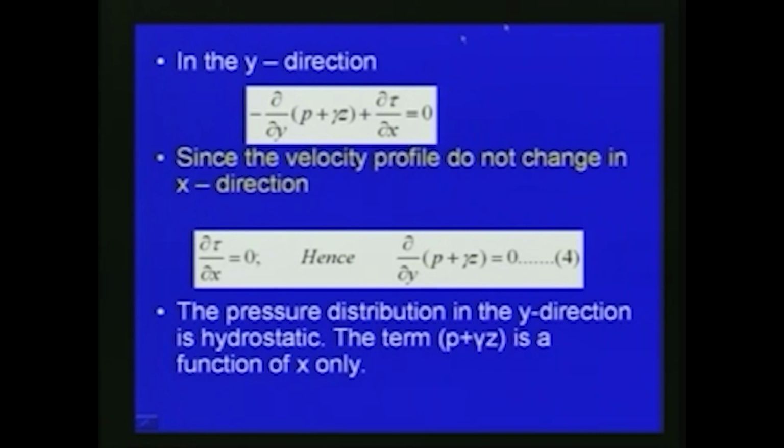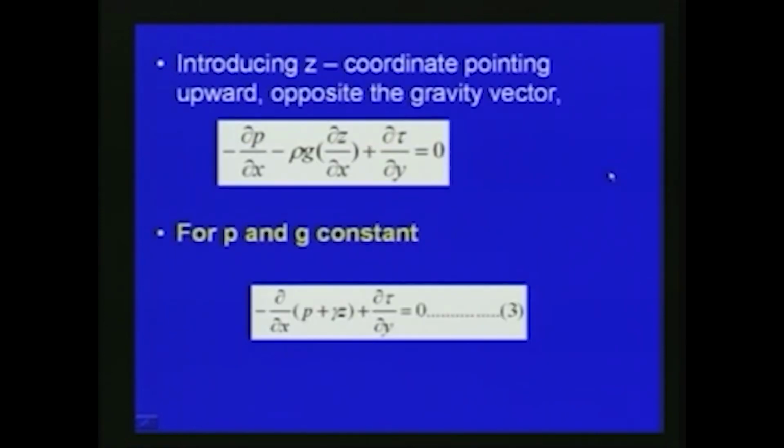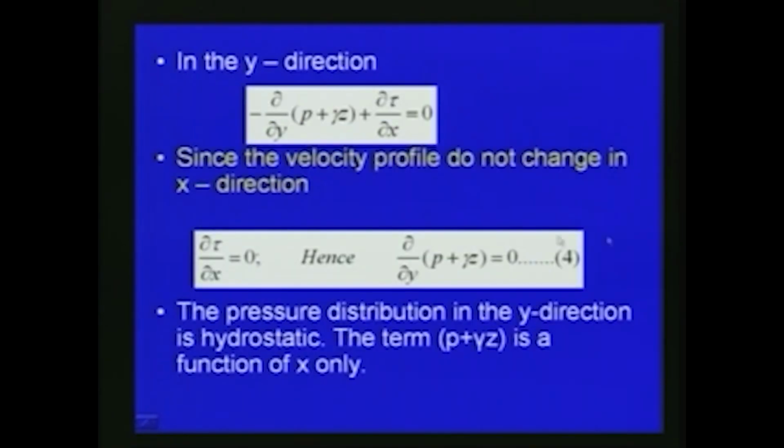Similarly to the earlier equation in the x direction, in the y direction we can write minus ∂/∂y of (P plus γZ) plus ∂τ/∂x is equal to 0. Since the velocity profile does not change in the x direction, ∂τ/∂x is equal to 0, and hence ∂/∂y of (P plus γZ) is equal to 0 with respect to this earlier equation.